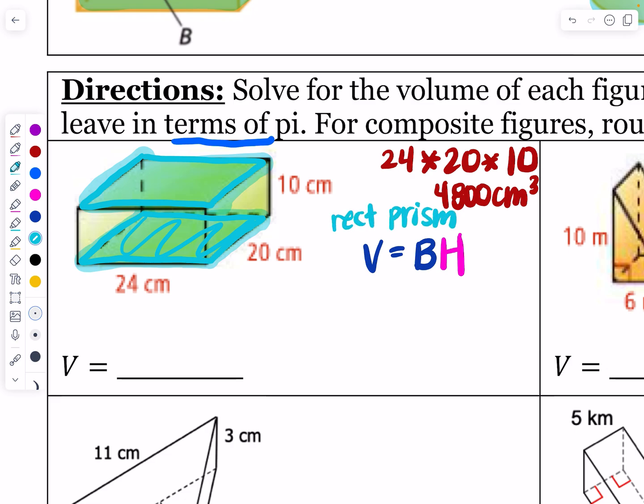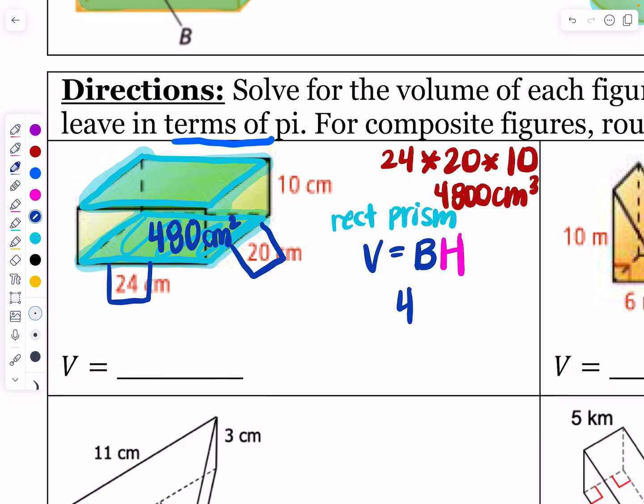That's the first thing that you need to ask yourself: what kind of shape is it? The volume for a prism is base times height. So how do we find the volume of the shape? Well, we want to find the area of that base. So it's not 24, it's not 20, but we do use those numbers in order to find the area of that shape. So 24 times 20, that length times that width, is what gives me 480 centimeters squared of space.